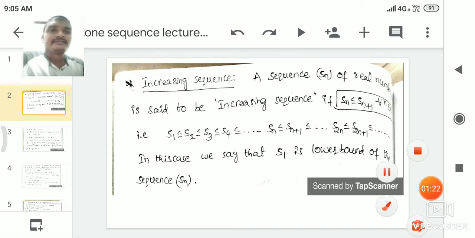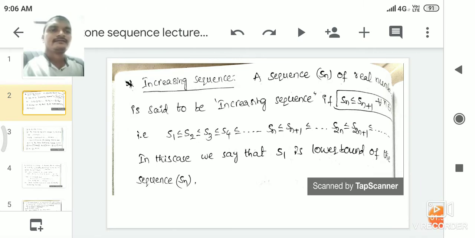Here, a sequence Sn of real numbers. First, what is the definition of a sequence? A sequence is a function defined from the natural number set to the real number set. The sequence is said to be an increasing sequence if it satisfies the condition Sn is less than or equal to Sn plus 1.